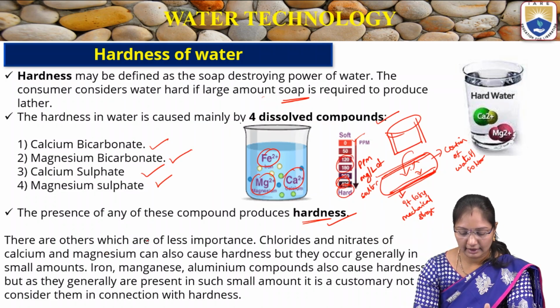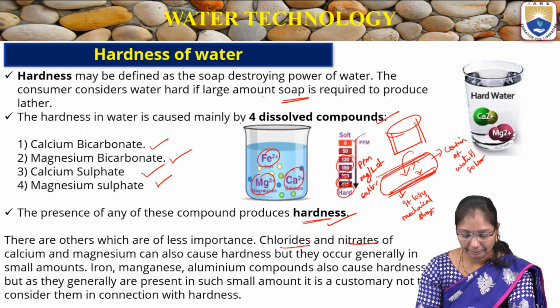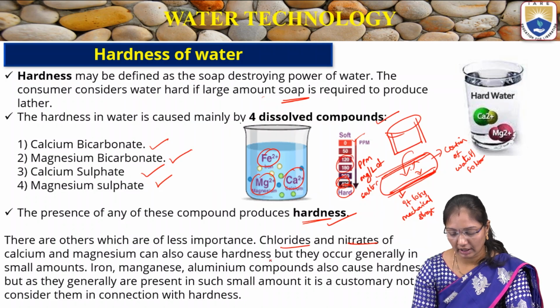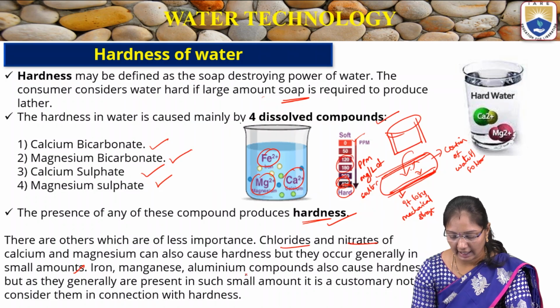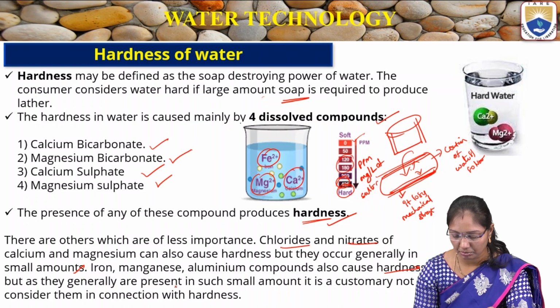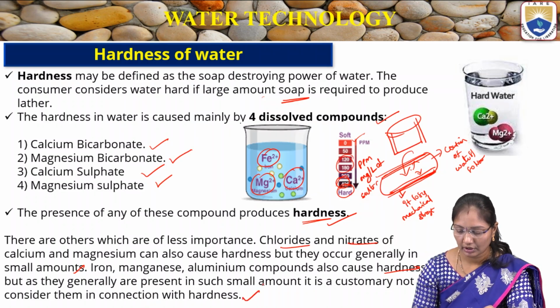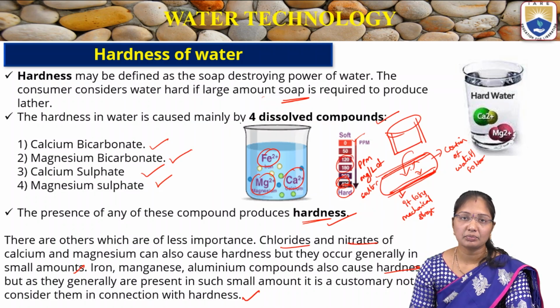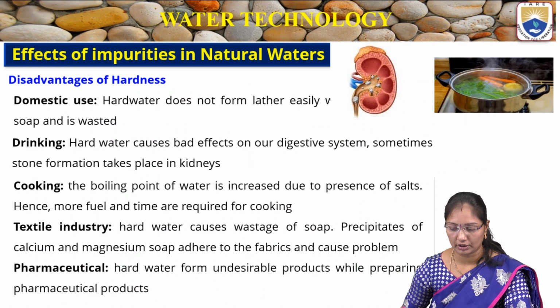There are others which are less important, like chlorides and nitrates. Iron, manganese and aluminum compounds can also cause hardness, but as they are generally present in such small amounts, it is customary not to consider them in connection with hardness. So chlorides or nitrates play a small role. Compared to this, calcium and magnesium play a vital role in hardness and cause more hardness in the water.